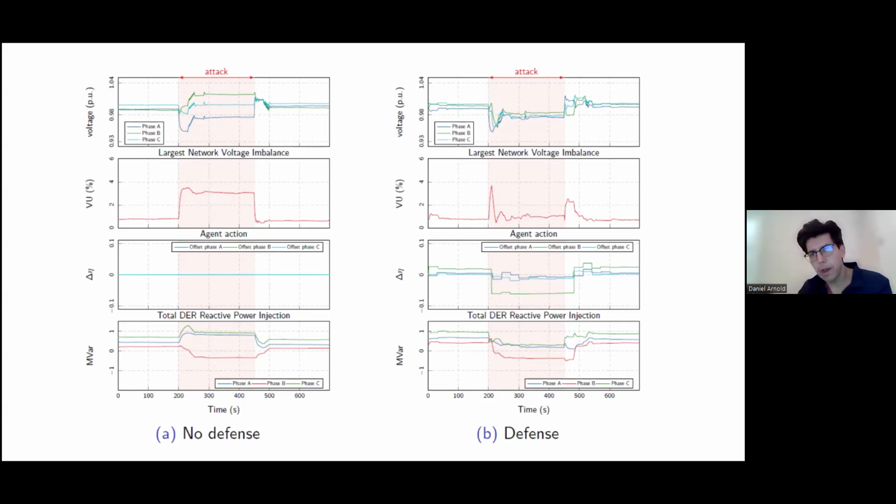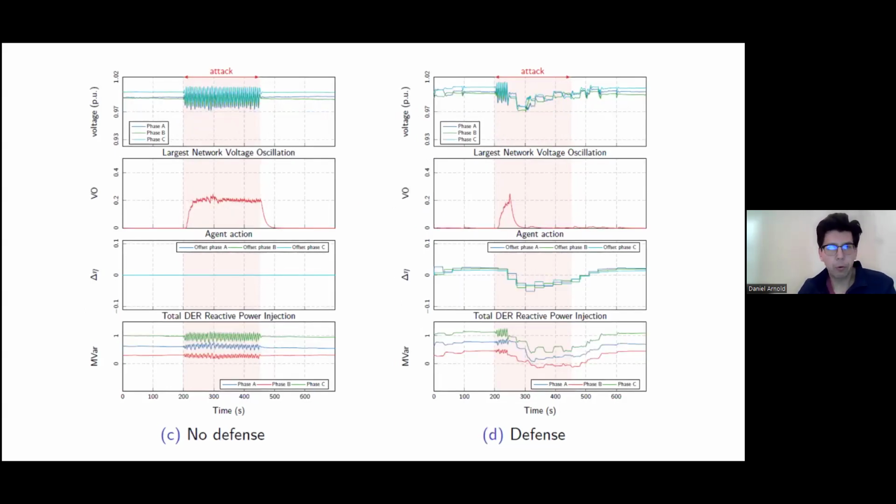When you look over to the right, there is a significant effect in the system when we deploy our response here. What happens when we have our controllers active, mitigating these attacks, is we're able to squish those voltages back together. And so we really stamp out the voltage imbalance attack as soon as it happens. And then you can see that the level of imbalance goes back to just about what it was before the attack. And then you can see the action our agent took, as well as the amount of power injected that resulted from that action, in the third and fourth subplots on the right, respectively.